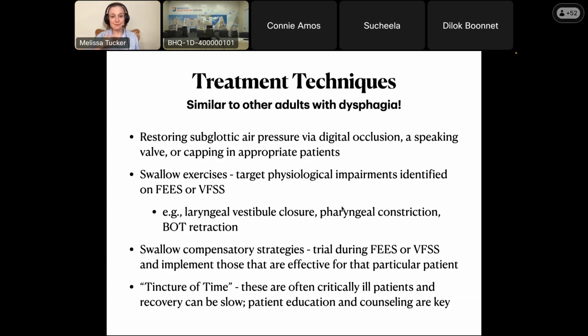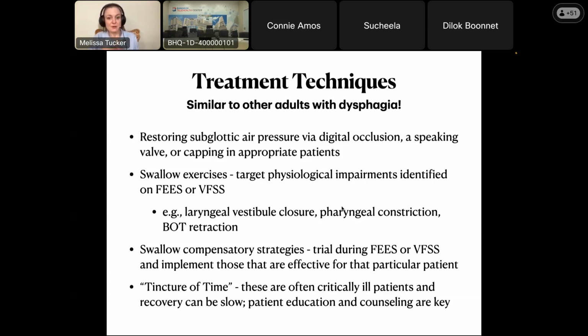In this patient population, you can do swallow exercises just like you do with any other patient population with dysphagia. And again, you want to target the physiological impairments that you've identified on your swallow study. So if you did a FEES and you saw that they had a decreased laryngeal vestibule closure, or that their pharyngeal constriction was reduced, or that they had a reduced base of tongue retraction, you would want to select exercises and intensity of exercises to target those specific physiological concerns.